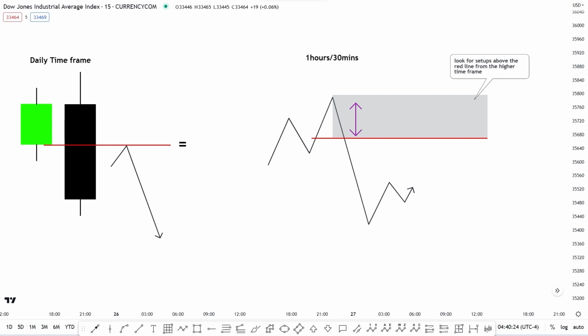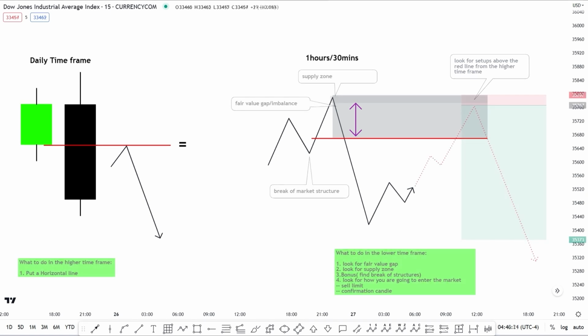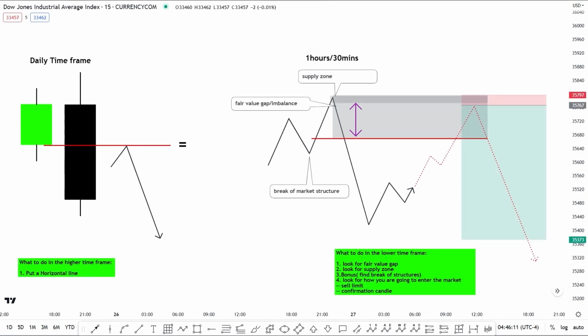And most of the time when you move on to the lower time frame, you are most likely to find the structure that we have been talking about throughout the video. So once you have identified your break in market structure pattern, a fair value gap above the red line and also a supply zone, is when you should practice your patience in trading.